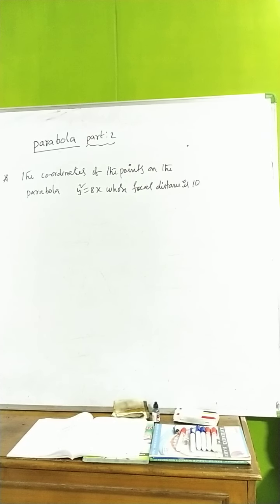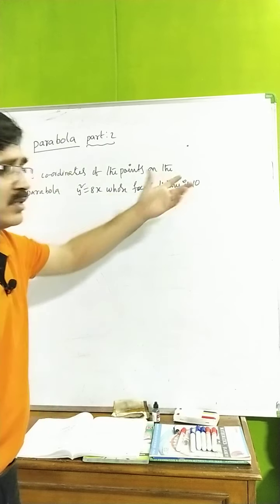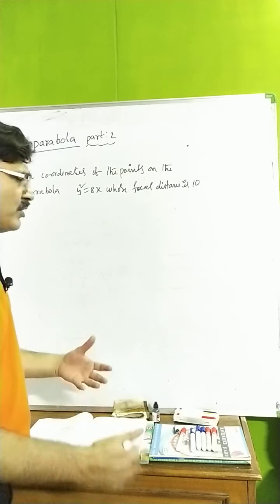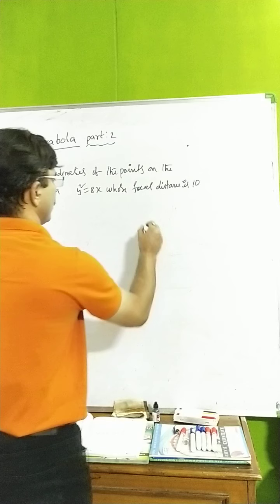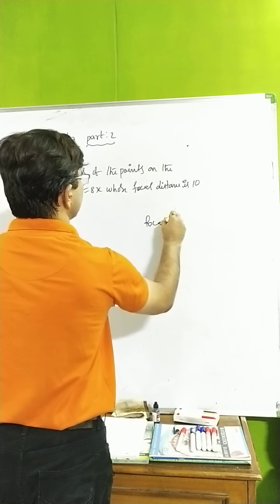See this, one of the important points I would like to discuss with you. The coordinates of the point on the parabola y square equal to 8x whose focal distance is given. The question is, if focal distance is given, what is focal distance? You see here, focal distance.